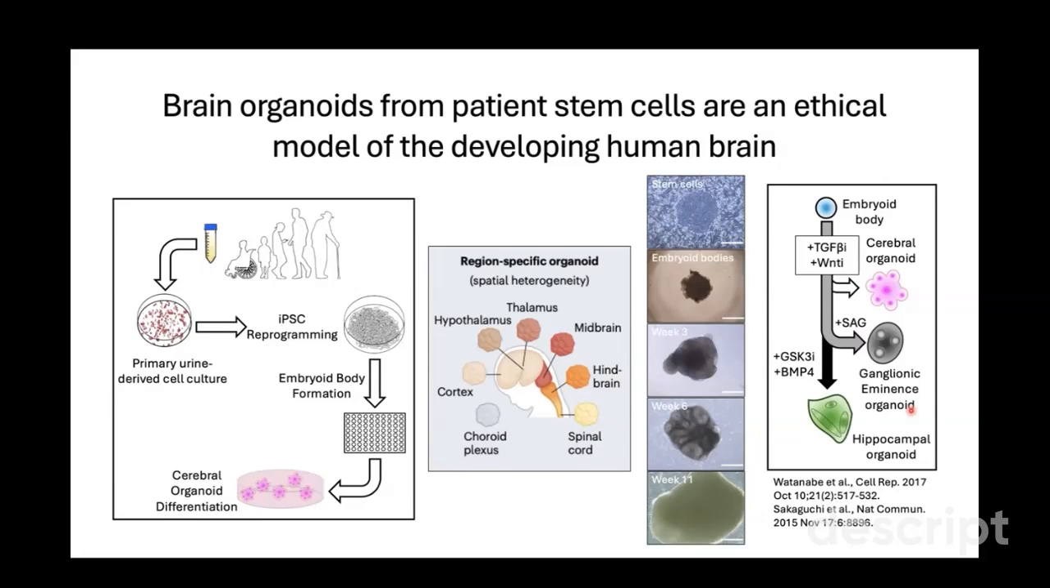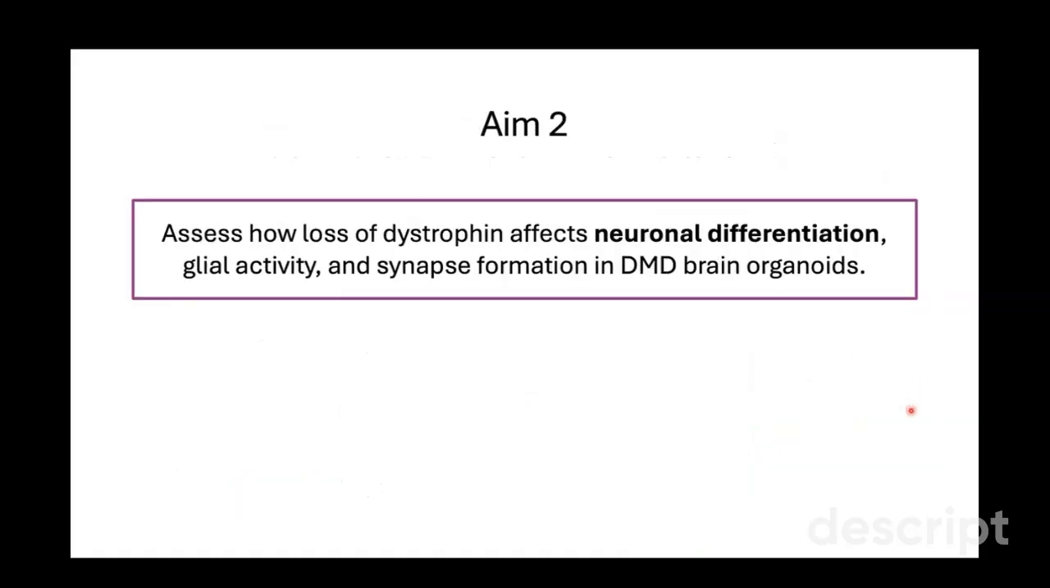And these were used to make brain organoids in the lab, which have a lot of the characteristics that we see during brain development. So this is a really powerful tool for us to try to understand the specific cellular and molecular processes that are happening during this time.